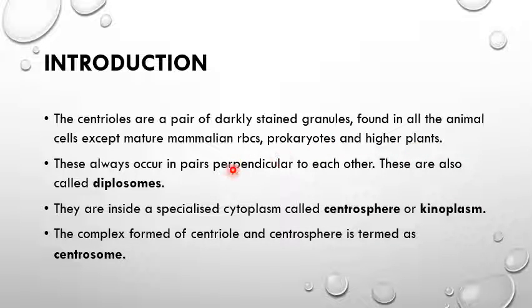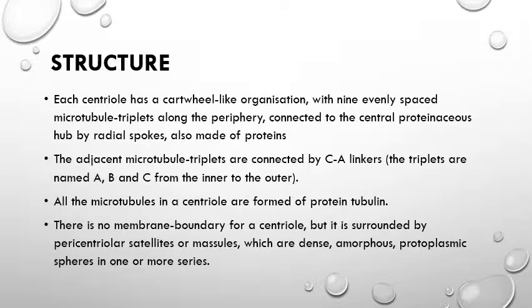They always occur in pairs, perpendicular to each other, and these are also called diplosomes. That is another name for centrioles. They are inside a specialized cytoplasm called the centrosphere or kinoplasm. The complex formed of centriole and centrosphere is termed the centrosome.